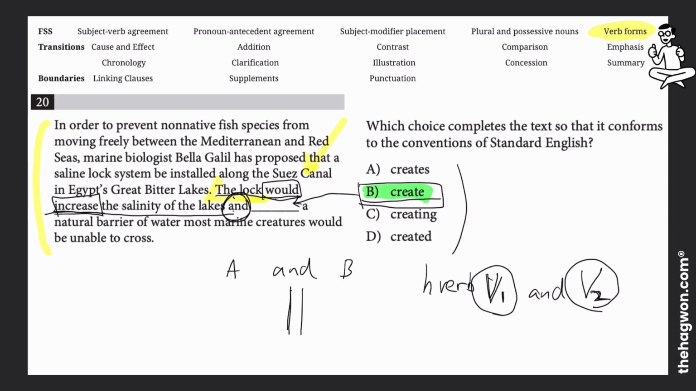So again, when you have a verb form question that is attached to some kind of conjunction, just look at what the A is doing. As A is not underlined, we need to put the form of A consistent with our form B, so that we know the answer is create.